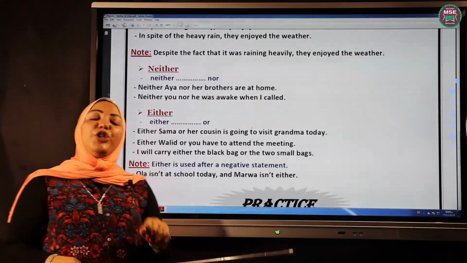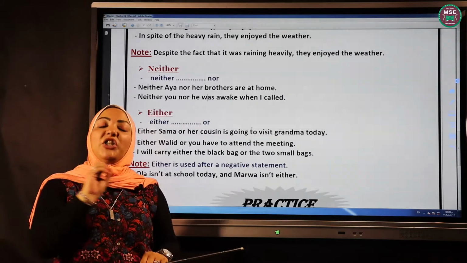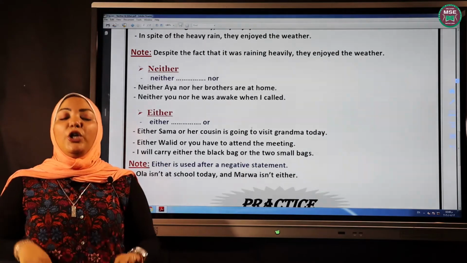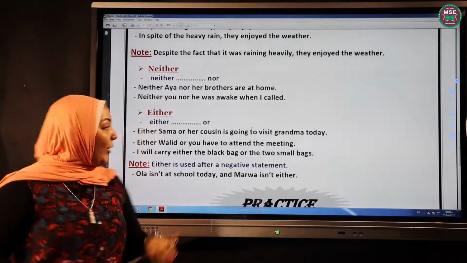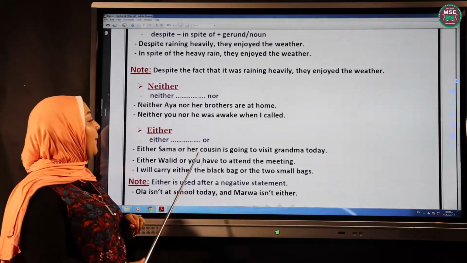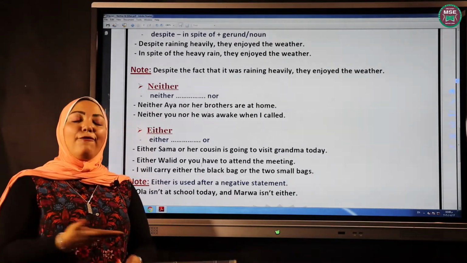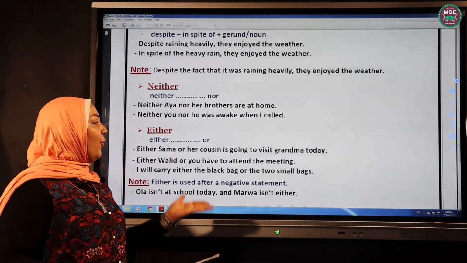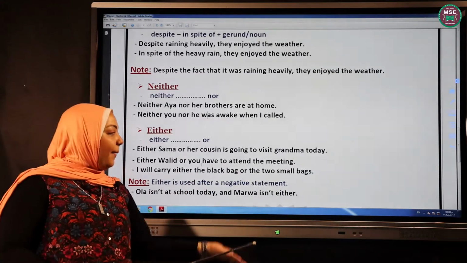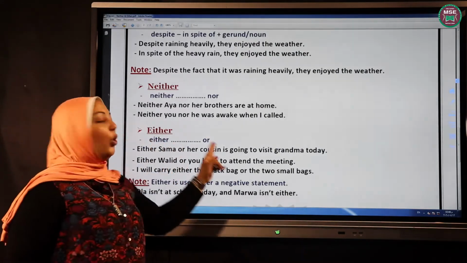Either is somehow similar to neither, okay? Except that neither is mainly for the negative, but either comes in a negative sentence, okay? And also it refers to choices or when you have options. For example, when I say either Sama or her cousin is going to visit grandma today, here we have options. Either Walid or you have to attend the meeting. We have options. I will carry either the black bag or the two small bags. So when we have two options, we use either or.